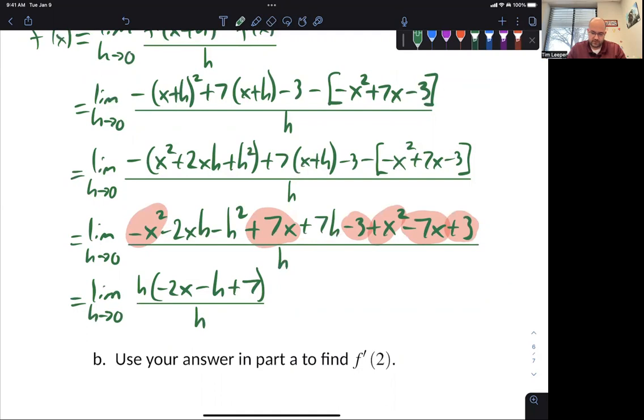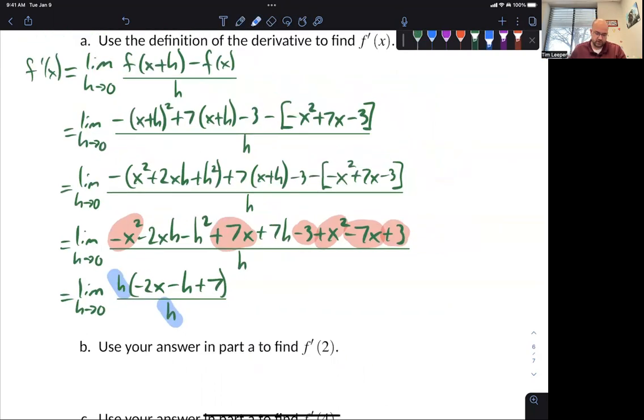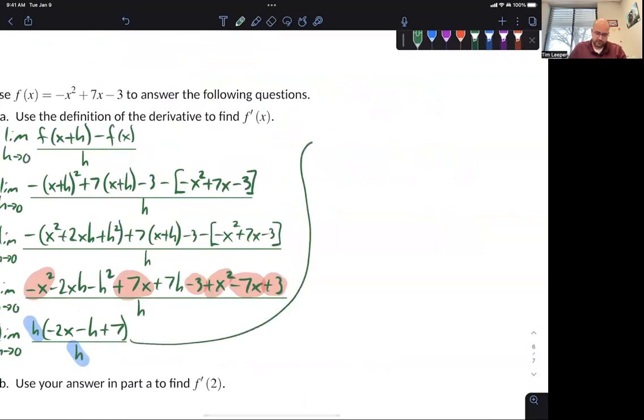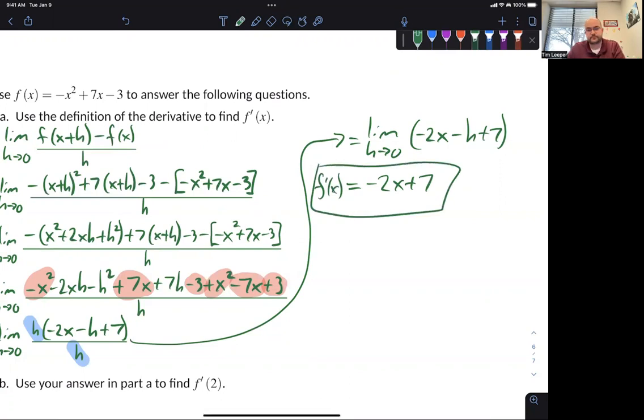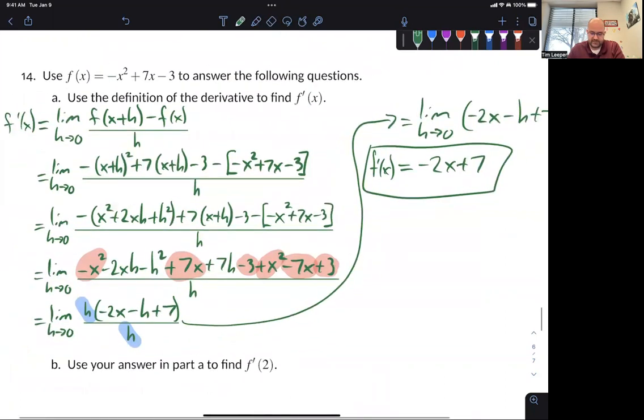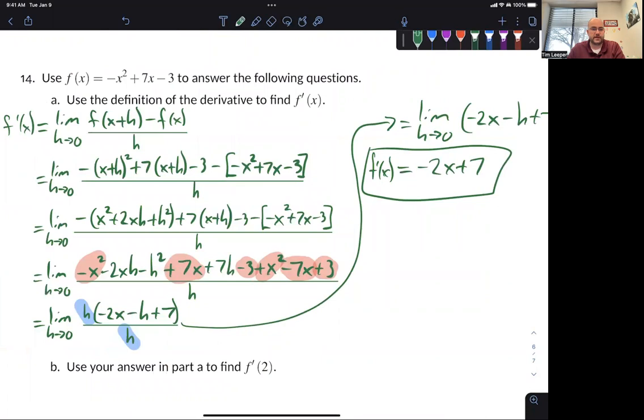Good. And notice that as a result, this h cancels that h, they're gone. So this brings me over here to the limit as h approaches 0 of negative 2x minus h plus 7. And that's going to equal, as a result, if I plug in h to be 0, that goes away, and I'm left with the negative 2x plus 7. And that is f prime of x. And there we go. That is the derivative of f of x here.